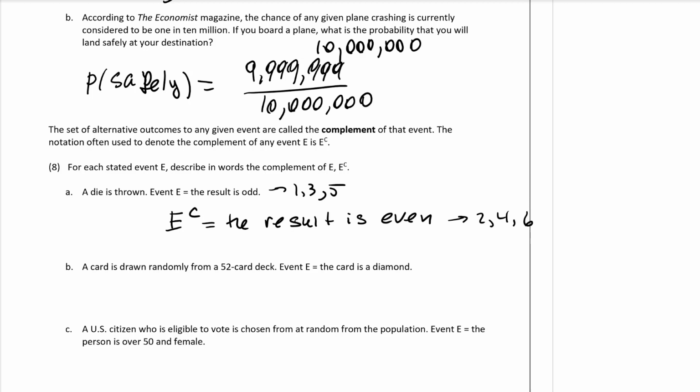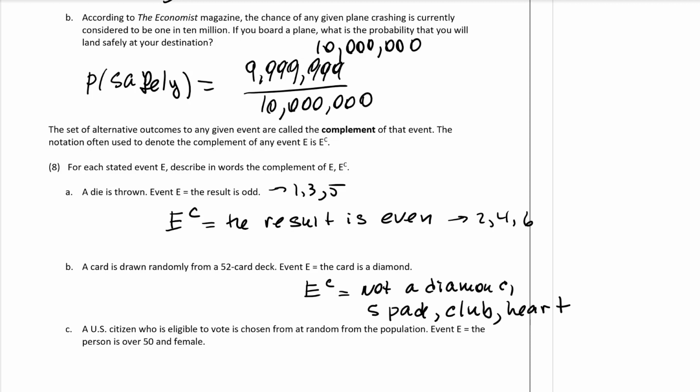B, a card is drawn randomly from a 52 card deck. If the event is the card is a diamond, then the complement would be what? That it's not a diamond, which would be either the spade, and last time I think I forgot to mention club, I just blanked out for a moment, and the other one is heart. All right, which is, by the way, going to be the 3 other suits.